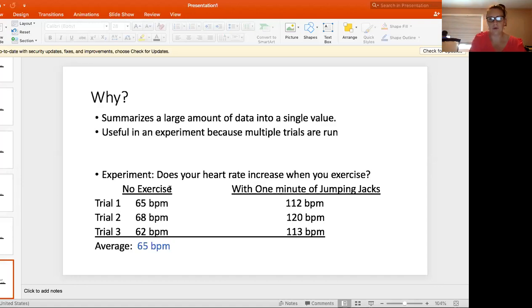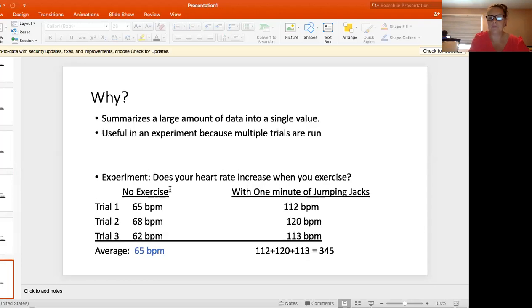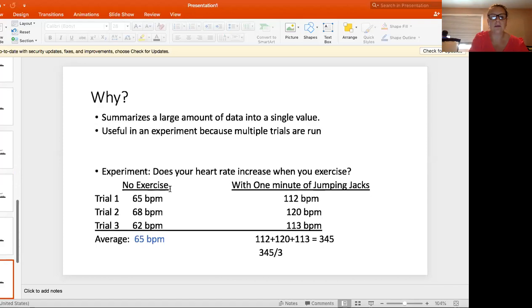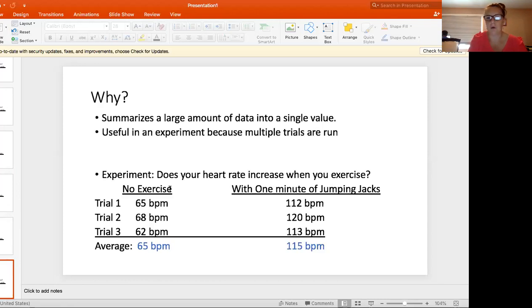Then you can go ahead and do it for the other group of data. So in this case, we're going to add the 3 numbers 112, 120, and 113. You're going to press equals on that, and the total is 345. Then you put that total into your calculator. Again, we had 3 values, so 345 divided by 3. Your answer is going to be 115. And so your average for the 1 minute of jumping jacks would be 115 beats per minute.